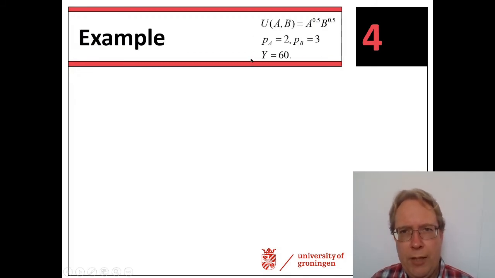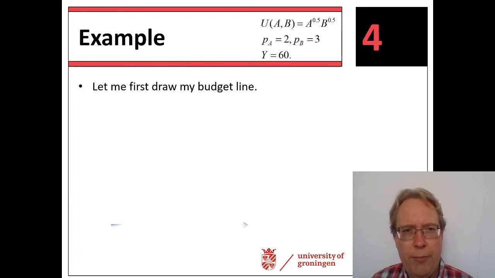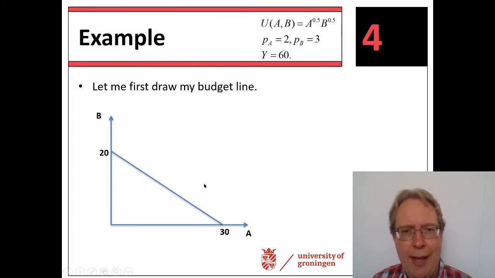So here again the parameters of the problem, and let me go through the analysis. So let me first draw my budget line. There we go. Price of apples is 2, price of bananas is 3, my income is 60, so that gives me this rather slow budget line. There we are. If I spend all my money on apples, I can buy 30, 60 divided by 2. If I spend all on bananas, I can buy 20.